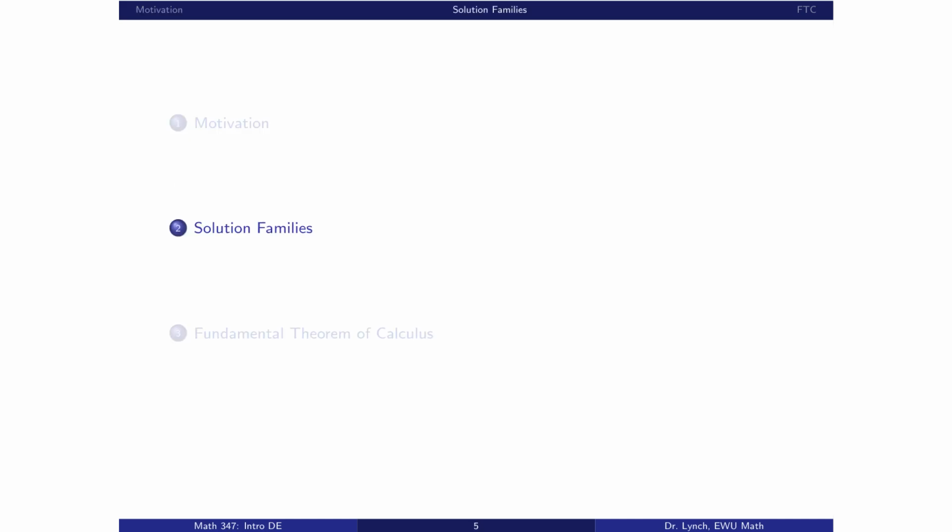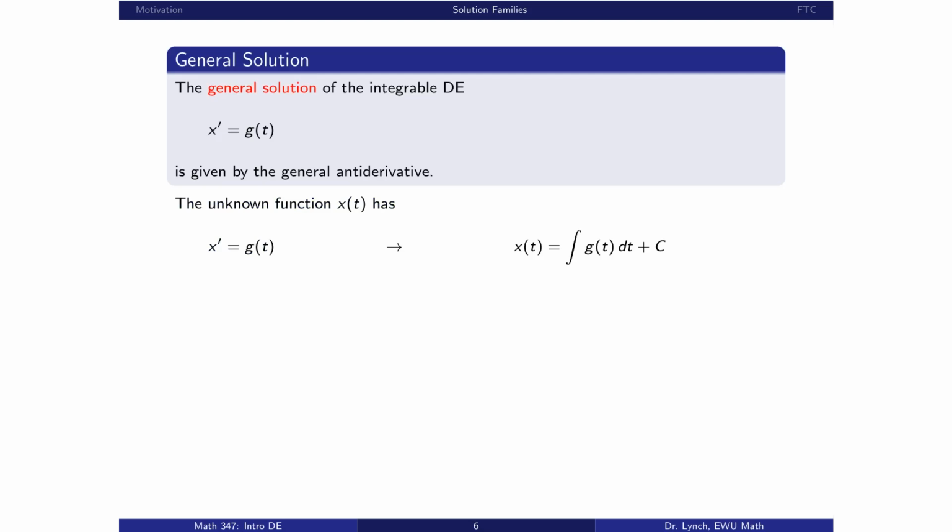Now, as you can see, this incorporates a constant of integration, capital C, and it ends up that that's going to give us a family of solutions. Okay, so once again, the integrable differential equation x prime equals little g of t has solution x equals an antiderivative of g plus c, or sometimes we just call this the general antiderivative, right? If you slap plus c onto anything, we sort of think of that as the general antiderivative of g.